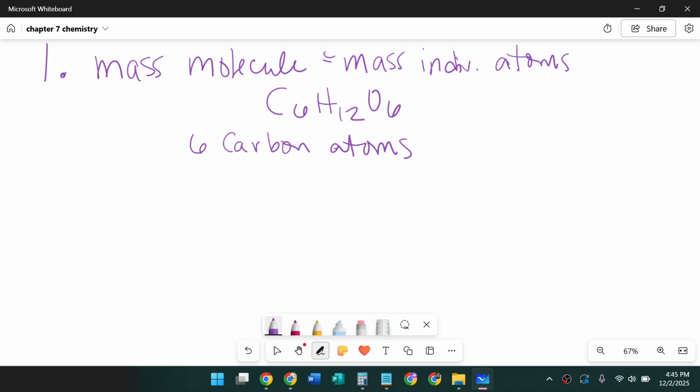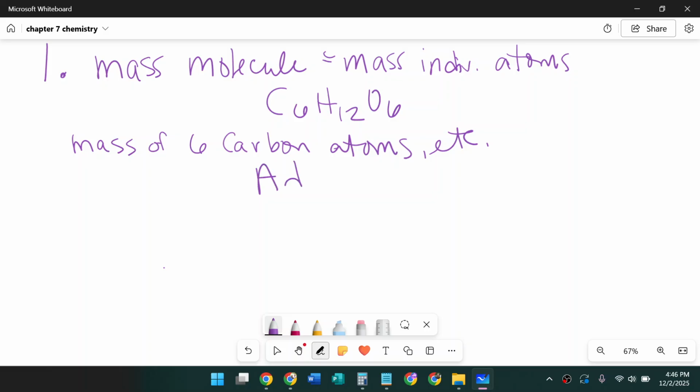And so the mass of the 6 carbon atoms would be the mass of 1 carbon atom times 6. The mass of 12 hydrogen atoms would be the mass of 1 hydrogen atom times 12. And the mass of 6 oxygen atoms would be the mass of 1 oxygen atom times 6. And when I take all those pieces and add them together, I get the mass of the entire molecule. So that's the first thing you need to understand.